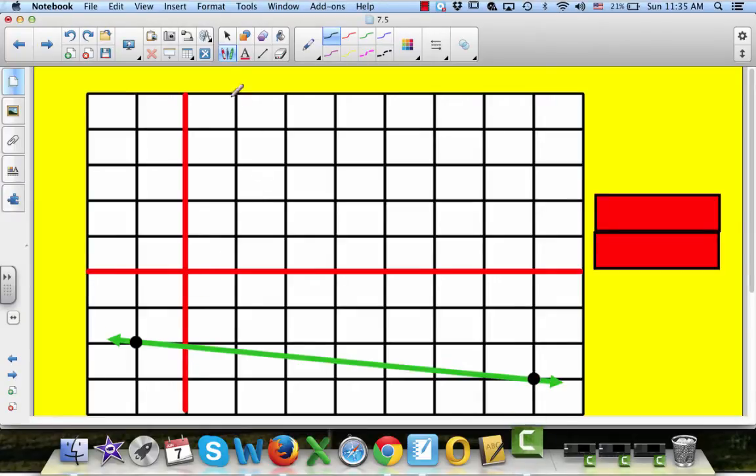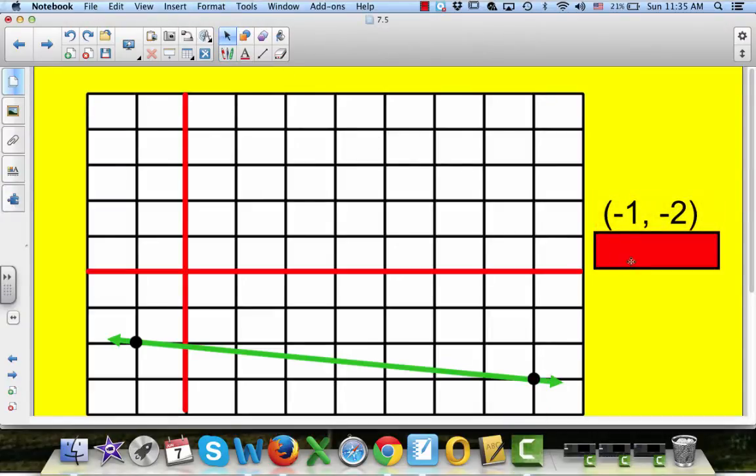Okay, let's see what you got. Did you get negative 1, negative 2, and 7, negative 3? If you didn't, let's follow along and see how we got it. This point, we start here at the origin, and we go 1 to the left. So that gives us negative 1. Then we go down 1, 2. Down means negative, so that's a negative 2.